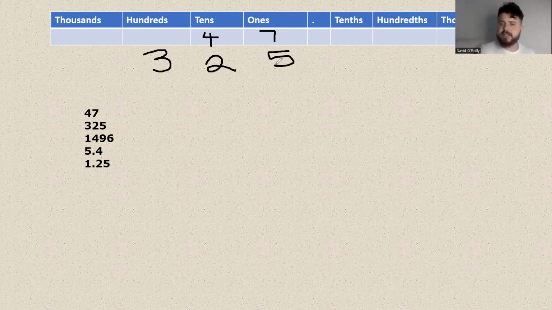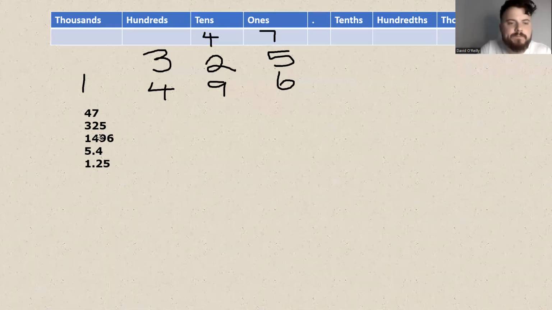What about the next one? See if you can say it before me. Where would we put 1,496? Of course, we've got 1 in the thousands, 4 in the hundreds, 9 in the tens, and 6 in the ones. Let me move these out of the way.